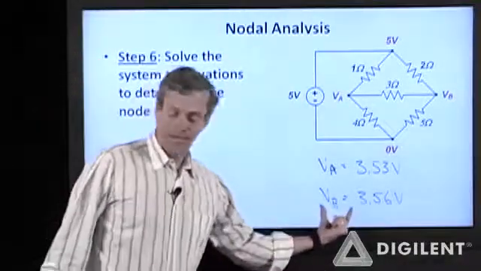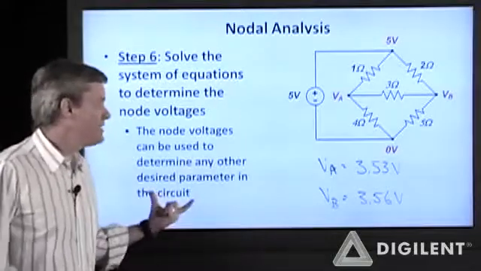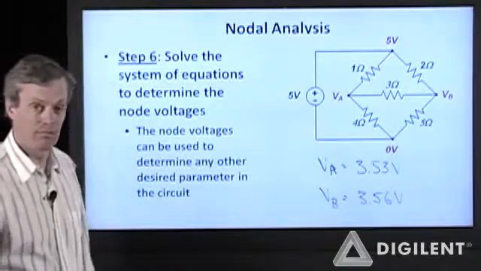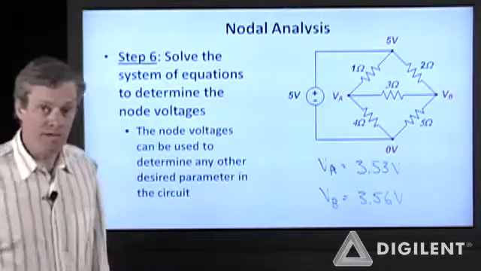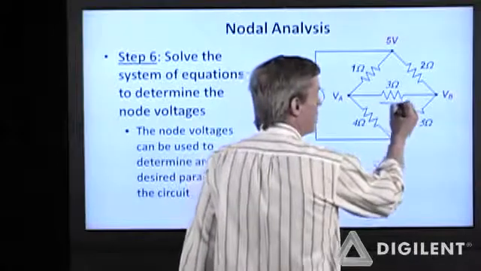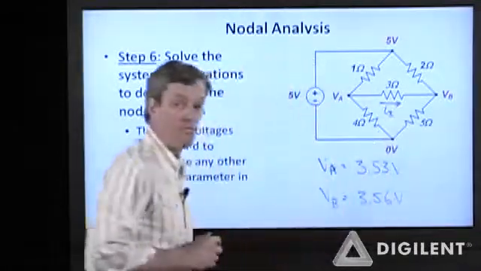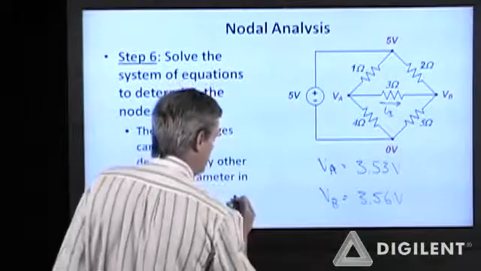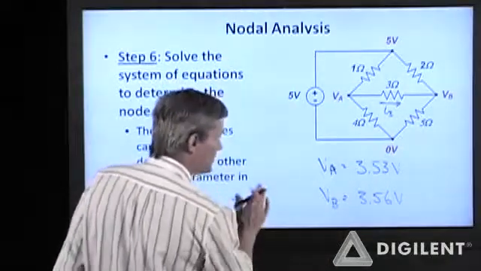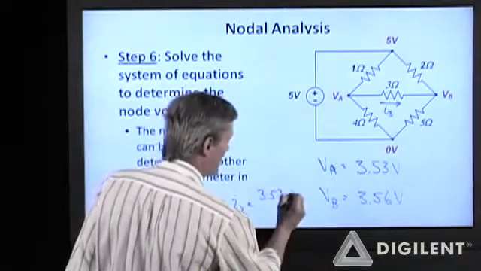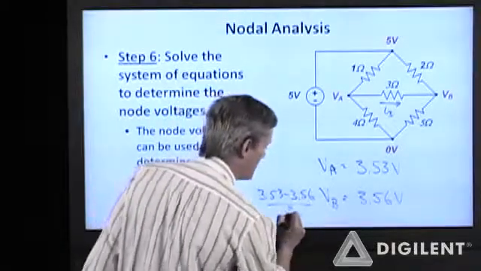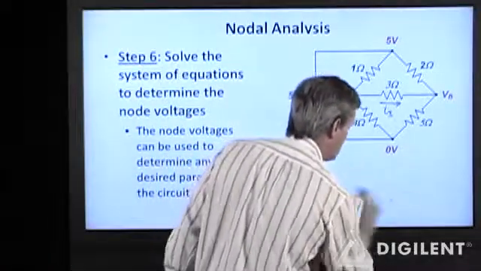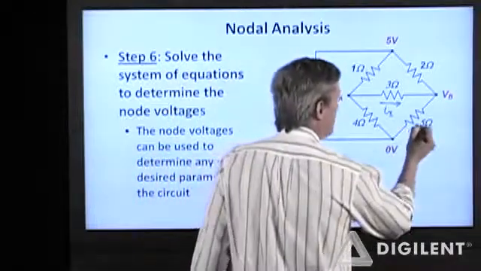Now, once I've got these 2 voltages, I can determine anything else that I want to know about this circuit. Okay? For example, I may not have been interested in VA and VB. I might have wanted to know what I3 was. Well, I3 is just VA minus VB over 3, which is going to be 3.53 minus 3.56 over 3. It's I3. If I need something else, oh, I don't know, I5.